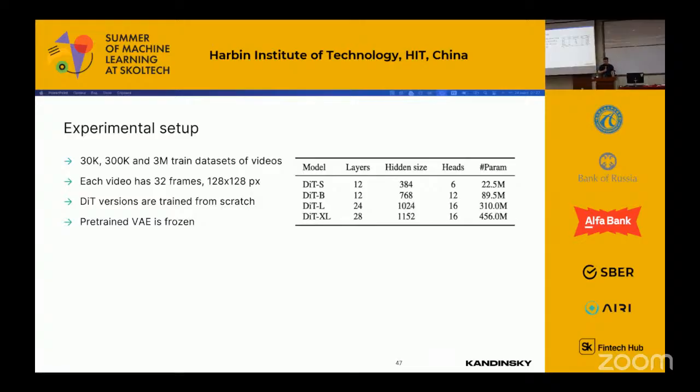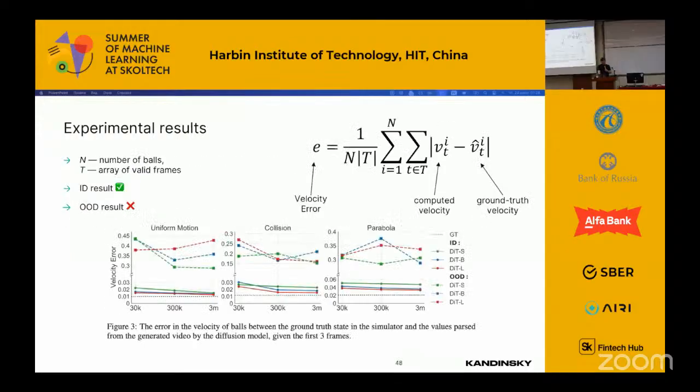And they trained from scratch 4 models, 4 diffusion transformers: small, base, large, XL. You see the parameters there. So different sizes of the model. The biggest model had 456 million parameters, and they take this loss.